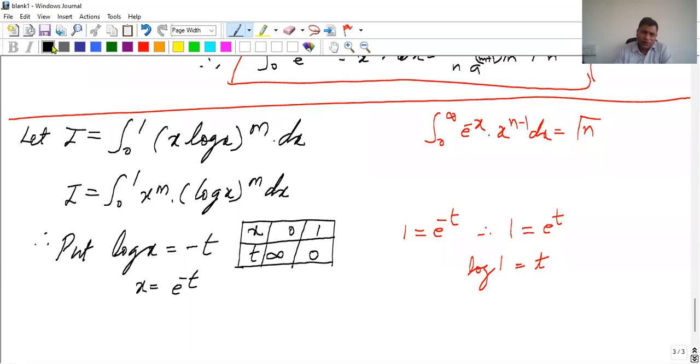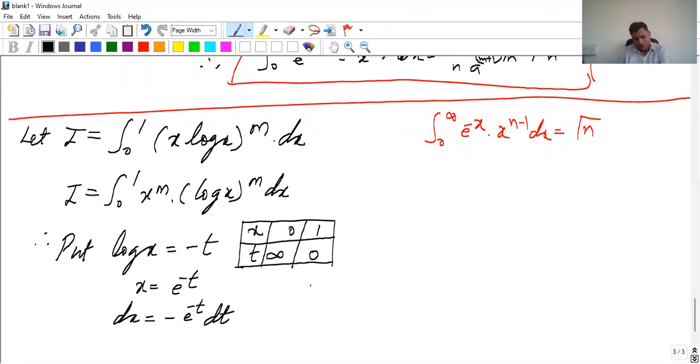Now see, we got both the limits. We got the upper limit as well as the lower limit. Now, what will be dx? So is dx minus e raised to minus t dt? Are you getting this derivative? Yes, sir. Okay, so we can replace the term log x, we can replace the term x, we know the limits, and we know how to replace this dx.